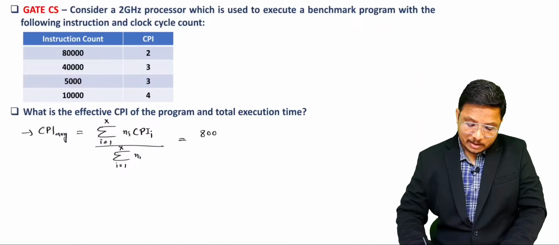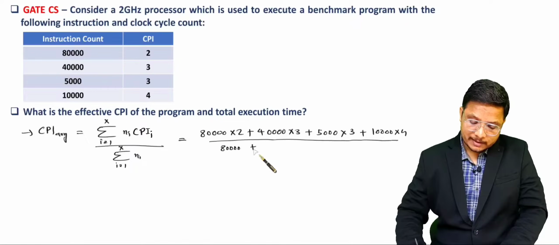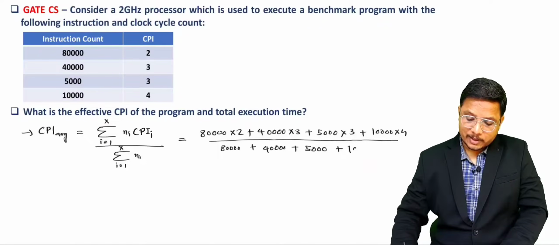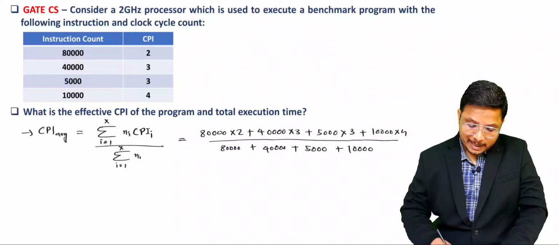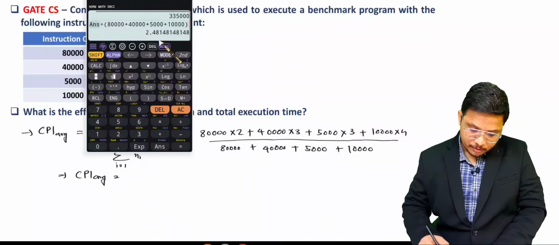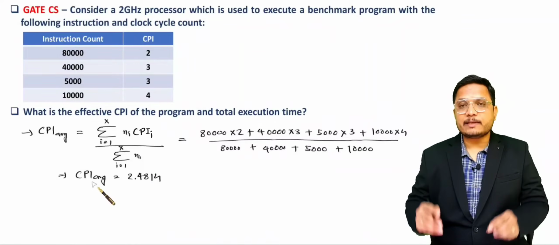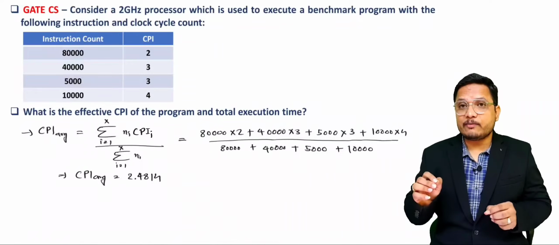So that is how we can have summation of Ni into CPI, right? So let me place the values which I have told you right now and divide by summation of Ni, means summation of total instruction. So that is 80,000 plus 40,000 plus 5,000 plus 10,000, right? So now let us calculate this in calculator. So average CPI, that will be 2.4814. So here for this given instruction set, average CPI, means average clock per instruction, that is 2.4814, right?